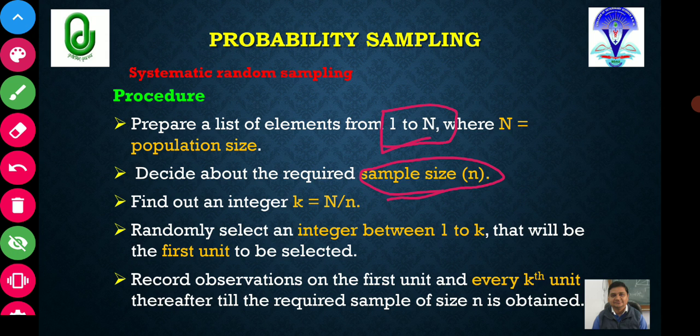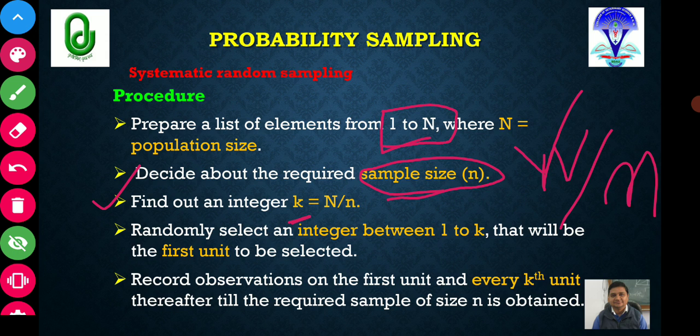Now you have to find the k, because you have to select every individual at the kth interval. So k is equal to capital N by small n, that means population size divided by sample size. So this is the k.